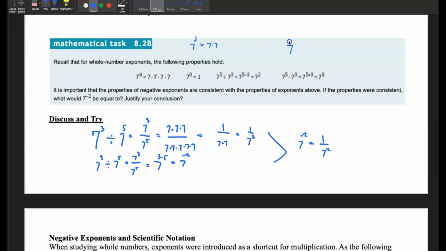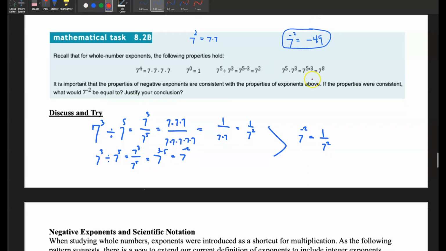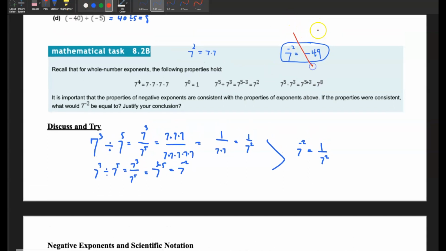Now, if I say, what is 7 to the -2? A lot of students think, okay, multiply. And it's incorrect. They think the answer is -49. You see the negative exponent, but this is not correct. Now, where does this come from?